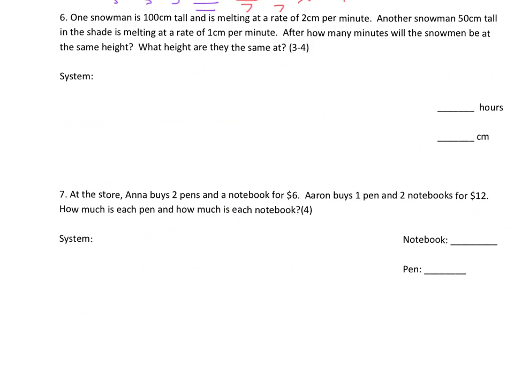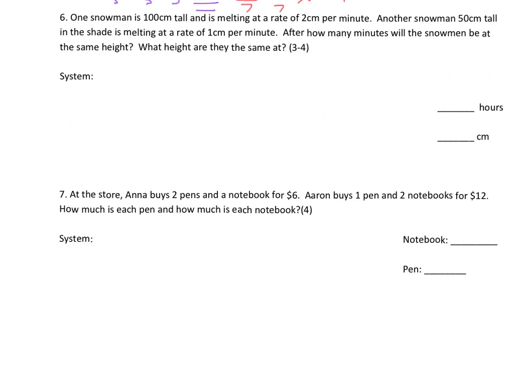All right, for the word problems, you really have to figure out what it is that you need to write for the equations. Let's look at the problem. One snowman is 100 centimeters tall and is melting at a rate of 2 centimeters per minute. So I see right there that I have my beginning and I have my rate of change. Another snowman is 50 centimeters and is melting at 1 centimeter per minute. So again, I have my original and my rate of change. After how many minutes will the snowmen be at the same height? And what height are they the same?